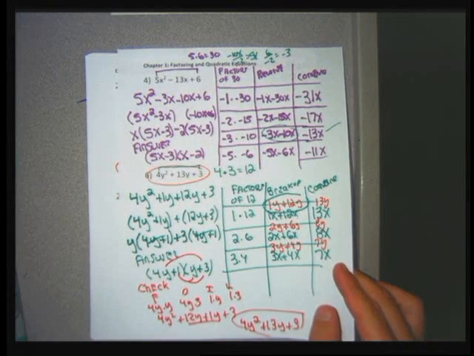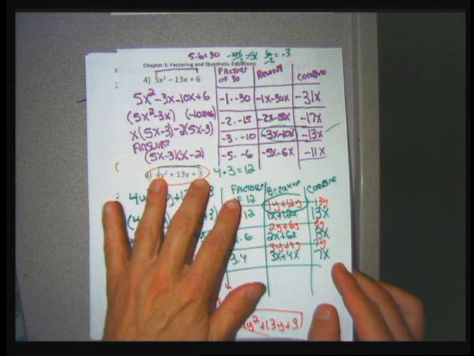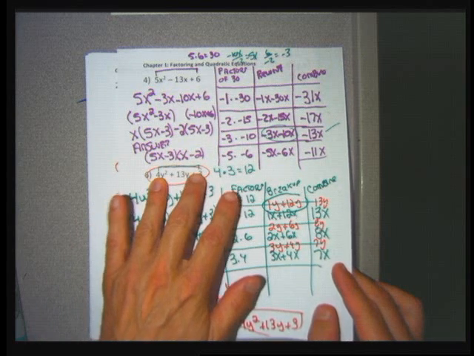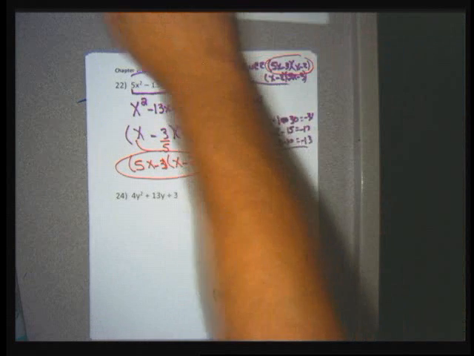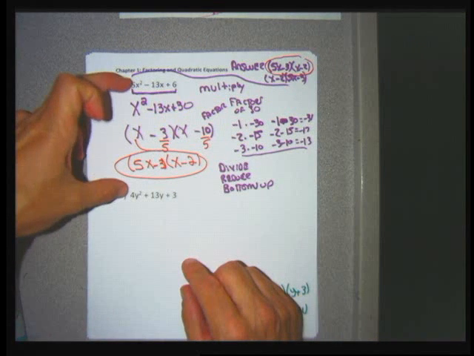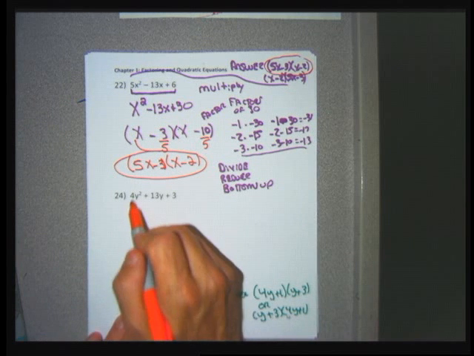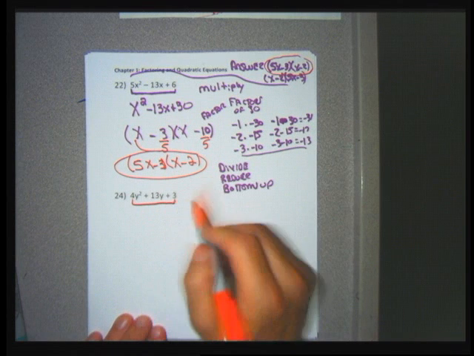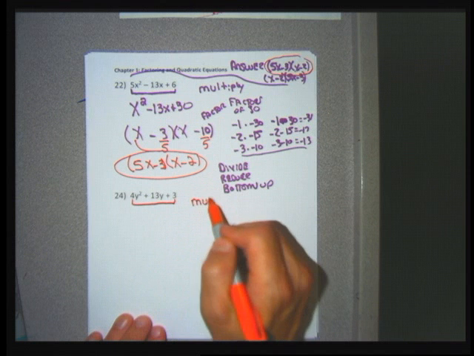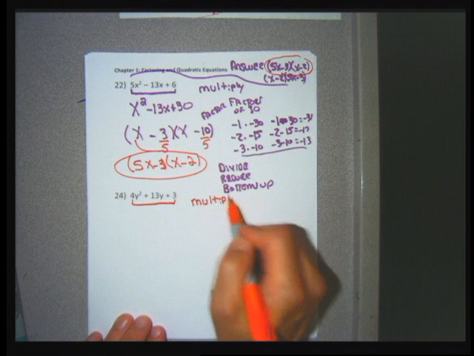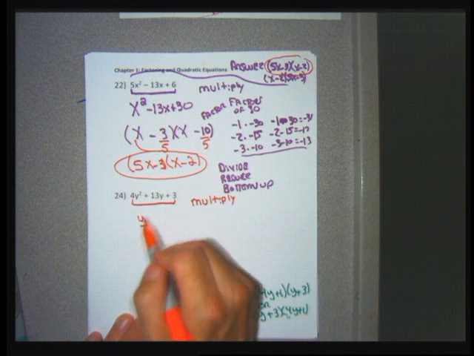Grouping is kind of the same other than the first step, when you have a number in front of the x squared term. But bottoms up I only use when there's a number in front of the first term. So first step in bottoms up is to multiply. The multiply step, I multiply the first number 4 by the last number 3, and that's going to pick me up a 12.